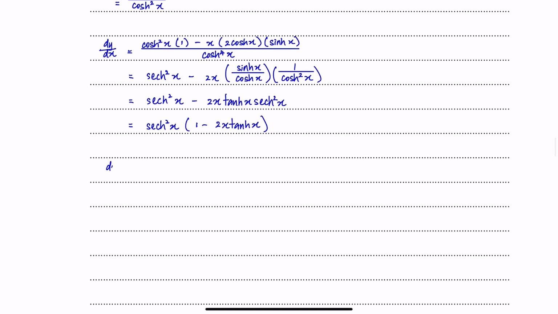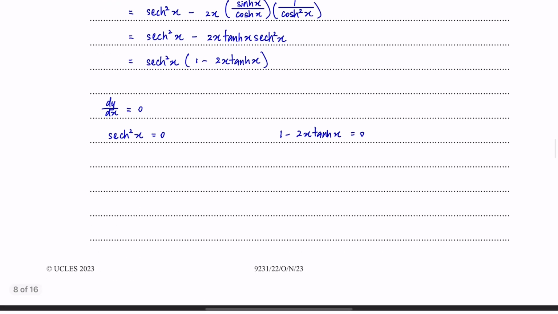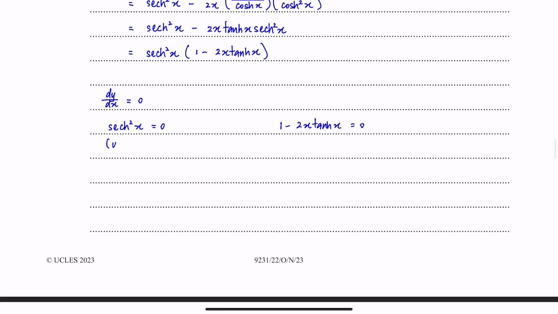So now I will equate dy/dx to 0, and I'll get sec squared x equals 0, and 1 minus 2x tan x equals 0. But we know that this is undefined. So the only equation we get is this one.